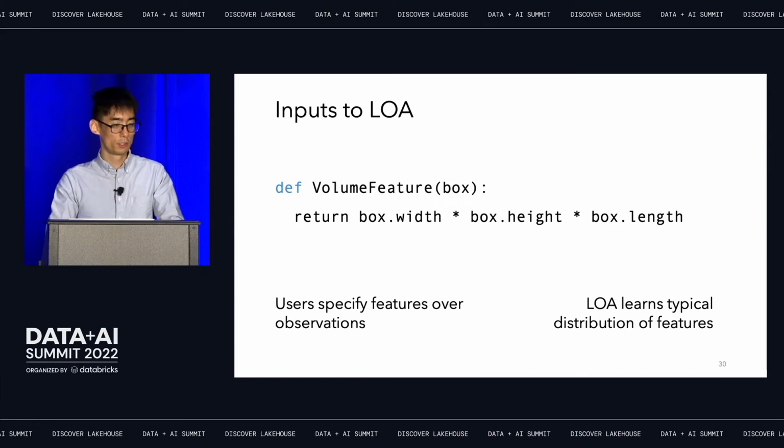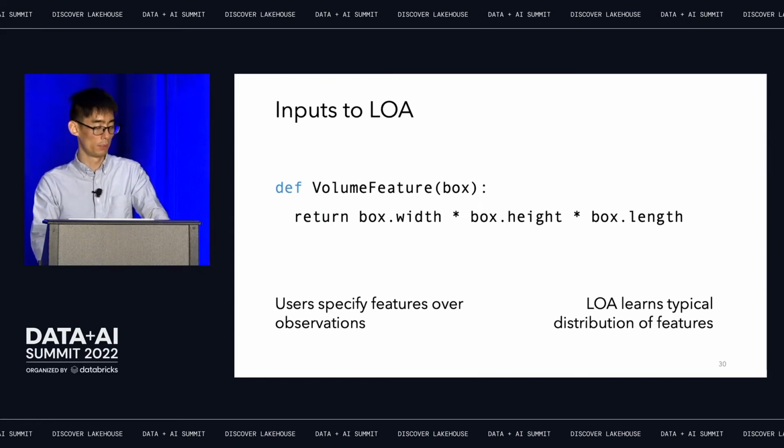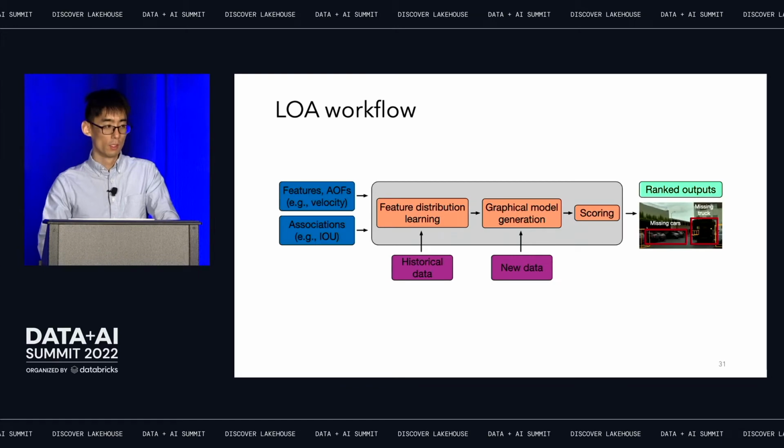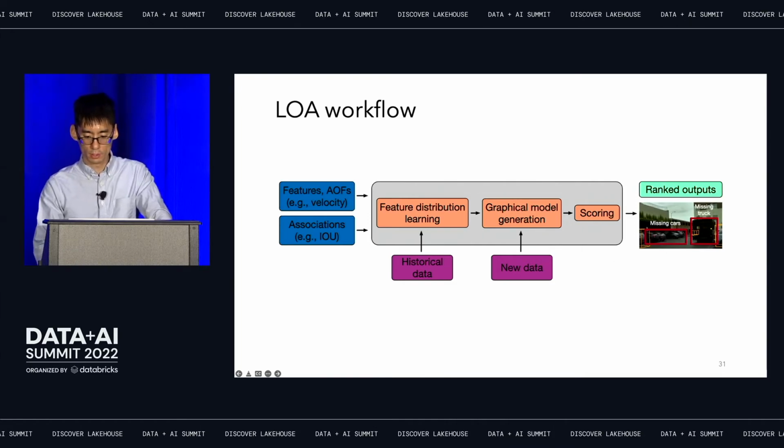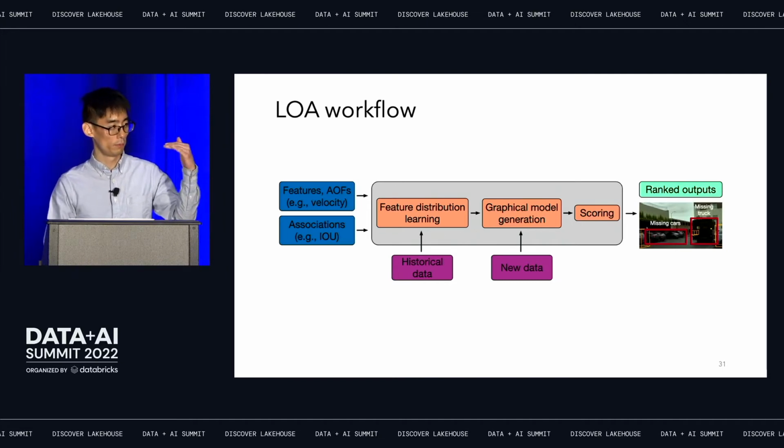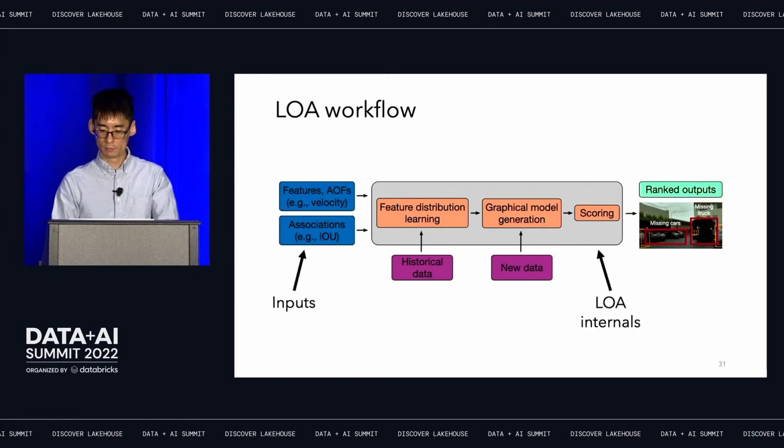And then one other thing that the user specifies are associations between different observations. So the workflow is as follows. The application user specifies these boxes in blue here, the features and the associations. And the system administrator will specify historical data for LOA to learn distributions, and also the new data to find errors in. And then LOA will output the errors ranked by likelihood of actually being an error.